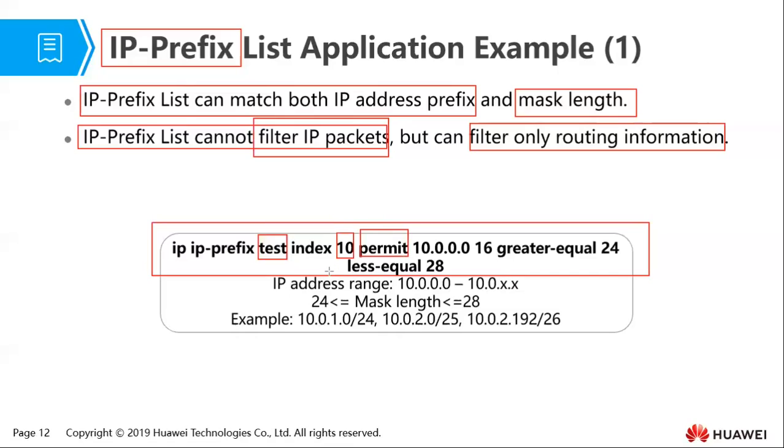A permit or deny clause. Then the next thing that will follow is what they call the IP prefix, which is actually the network address and the mask.